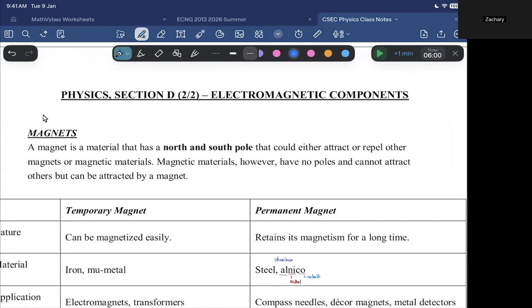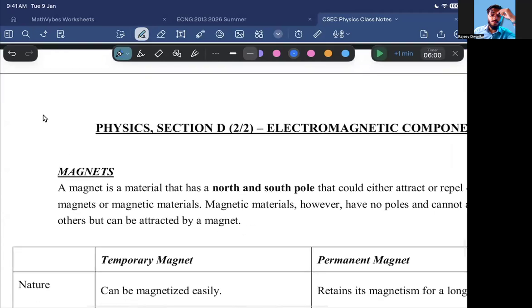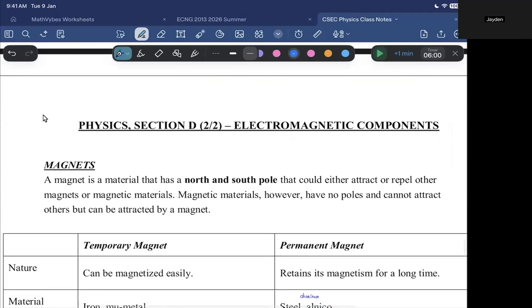If you have two magnets, they could either be attracted to each other or they could do what to each other? Repel each other. Good. So a magnet has a north and a south pole, right? A north and a south pole.